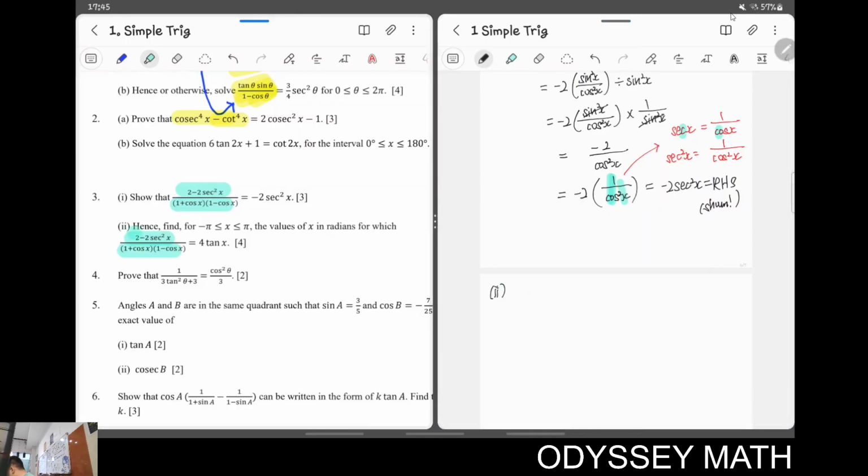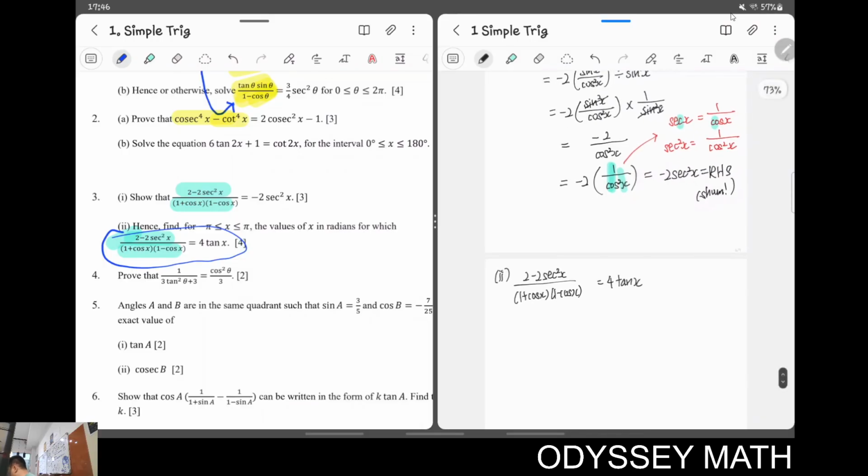So maybe I don't skip steps, so let me copy down this equation here. 2 minus 2 secant square x over 1 plus cosine x, 1 minus cosine x equals to 4 tangent x. And then we replace this, since we have shown that this is minus 2 secant square x. So we write minus 2 secant square x equals to 4 tangent x. Any questions so far?